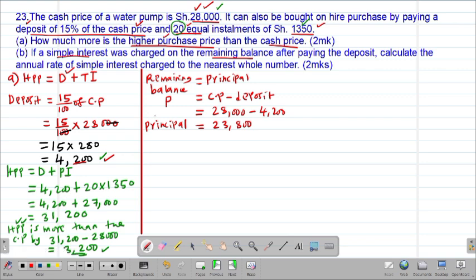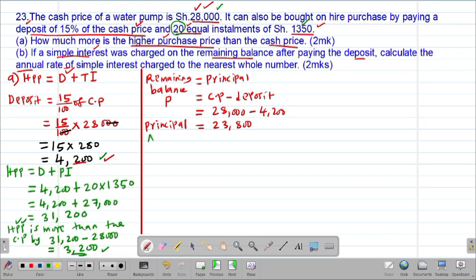Now, having gotten the principal, the question wants us to find, if the simple interest was charged on the remaining balance after paying the deposit, the annual rate. Remember, annual means per year, the rate of simple interest charged to the nearest whole number. So they are talking of simple interest. Now we know the formula connecting the simple interest and the other values that we are given here is the formula for the amount of the simple interest.